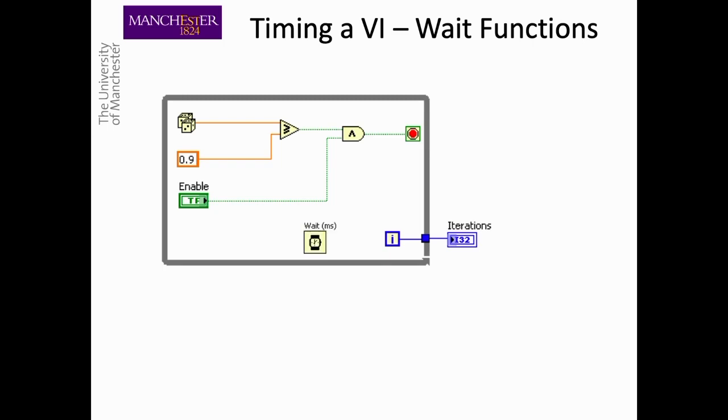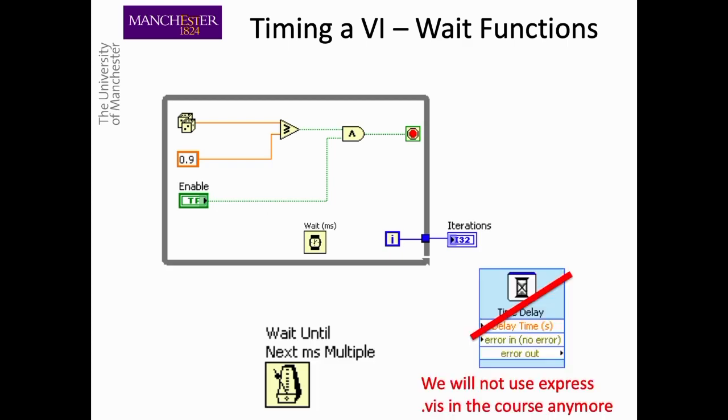I can add a timing function from my functions palette, such as a wait number of milliseconds, and I can then wire a number to it to set the frequency that the loop is going to run at. And this is really important. Your other options are to add something like a wait until next millisecond multiple, which we're not going to go into much detail on. And some advice for you: don't use the higher level LabVIEW functions, the Express VI timing functions. They won't really work and they'll give you problems in your code. So we're going at a lower level of programming for this course.